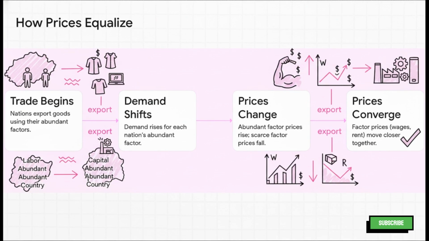Take our labor-abundant country. Once it starts trading, it creates this huge new international demand for its main export, the labor-intensive good. This, in turn, drives up the demand for its abundant resource, labor, which pushes wages up. Meanwhile, the exact opposite is happening in the capital-abundant country. Demand for its capital-intensive exports goes up, which pushes up the price of capital. As this happens in both countries, the gaps in wages and capital prices between them start to shrink.